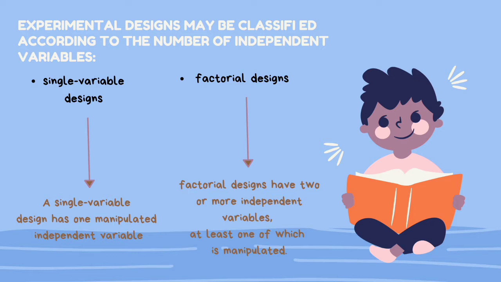Factorial designs have two or more independent variables, at least one of which is manipulated. Factorial designs systematically and experimentally manipulate multiple components or factors of interest. Indeed, factorial designs are commonly used to test the role of different factors simultaneously in experimental psychology.